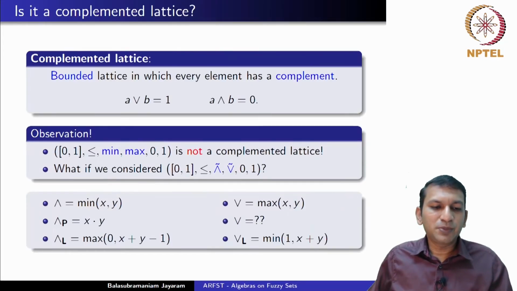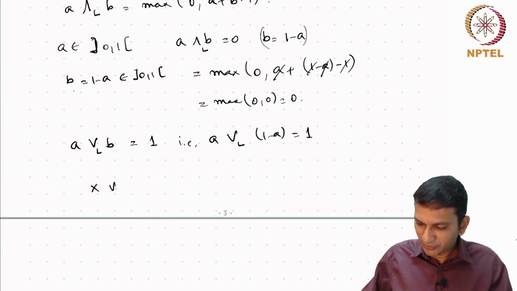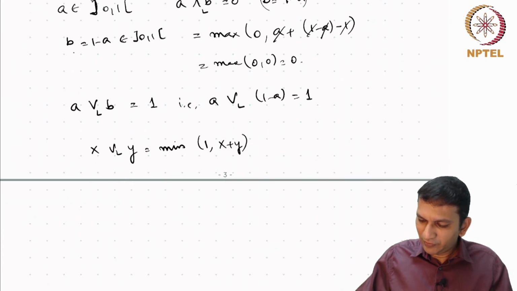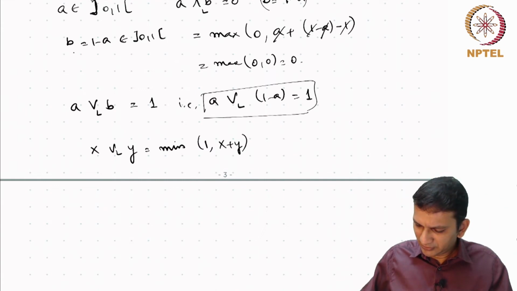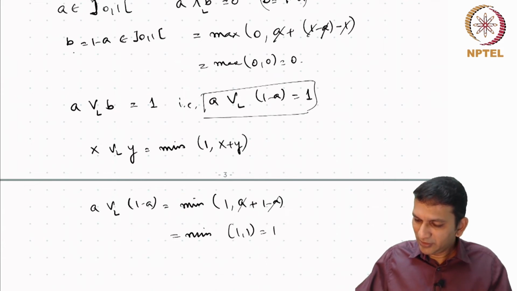Why not try this particular function? The function is x join y is minimum of 1, x plus y. So now we need to verify if this identity holds true. That means A join minus A is equal to minimum of 1, A plus 1 minus A. We see that this is nothing but minimum of 1, 1, which is 1. So that means this identity is valid.